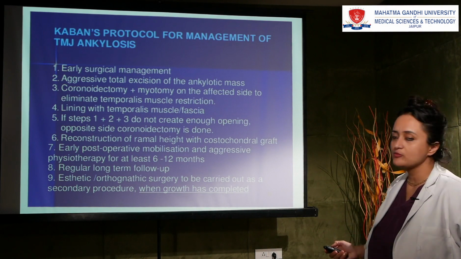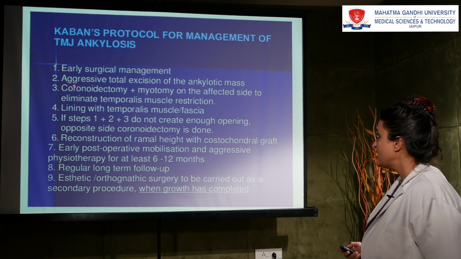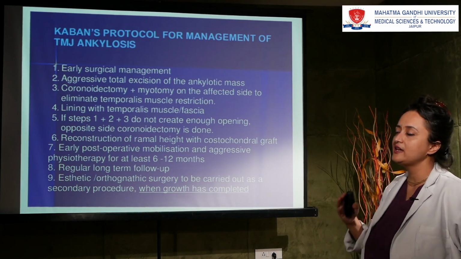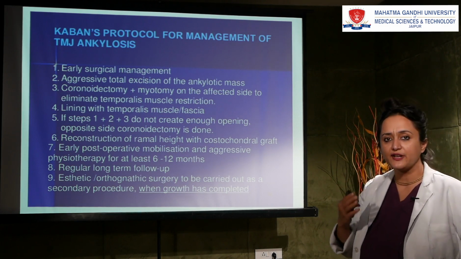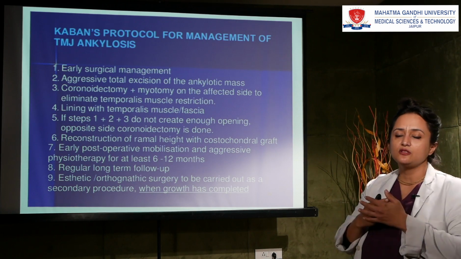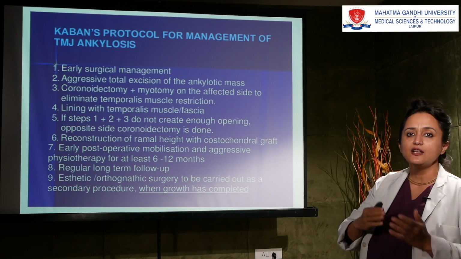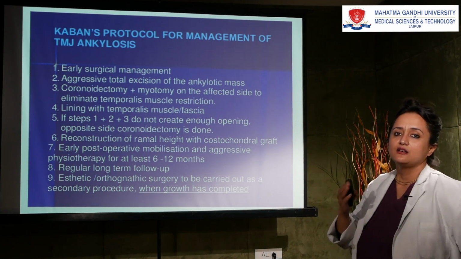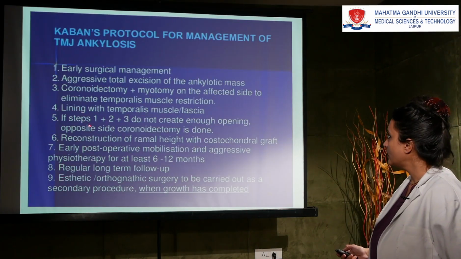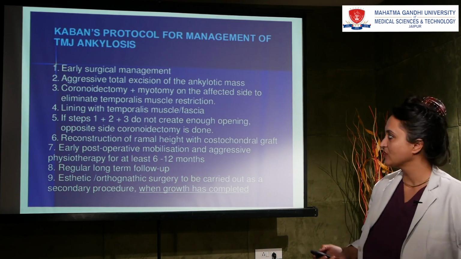Early surgical management is very crucial for the treatment of TMJ ankylosis. There should be aggressive surgical excision of the ankylotic mass. Then after that we do ipsilateral coronoidectomy as well as temporalis myotomy. If after this procedure the interincisal mouth opening is less than 35 mm, then you go for contralateral coronoidectomy as well as temporalis myotomy. Then we go for lining with the temporalis muscle or fascia.